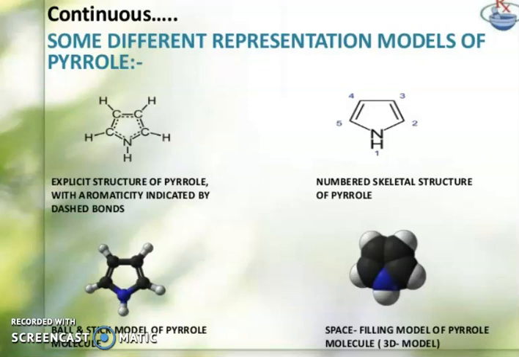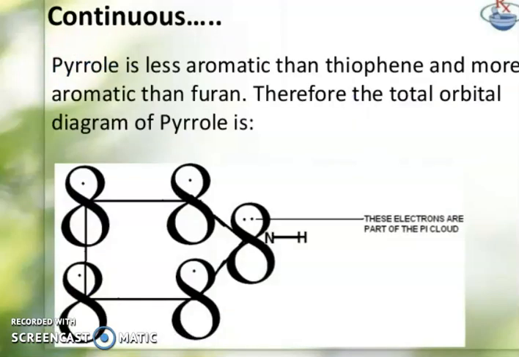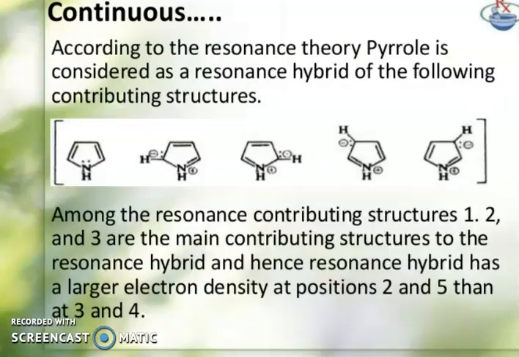Now friends, some different presentation models of pyrrole. You can see the numbered skeleton structure of pyrrole starting from nitrogen, 2, 3, 4, 5. This is a space filling model of pyrrole, and a ball and stick model of pyrrole molecule. Pyrrole is less aromatic than thiophene and more aromatic than furan. Therefore, the orbital diagram of pyrrole is, you can see these electrons are part of the pi cloud.